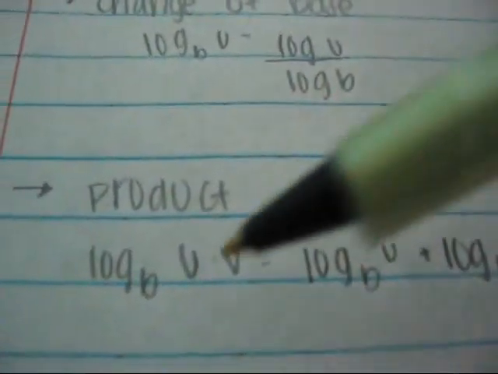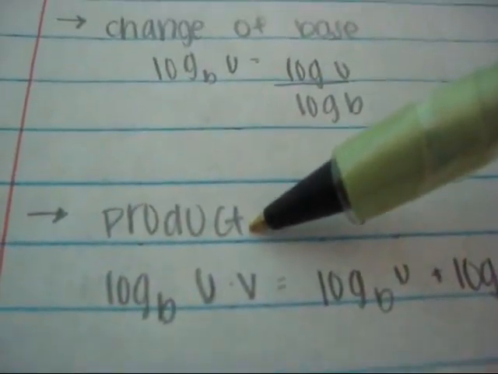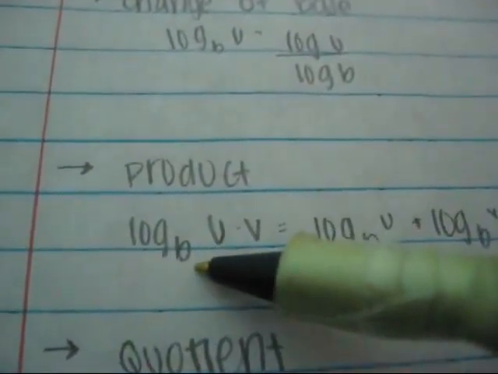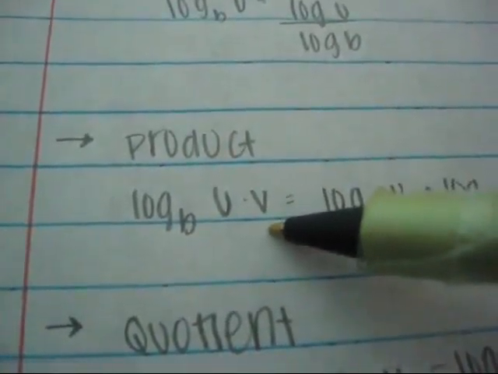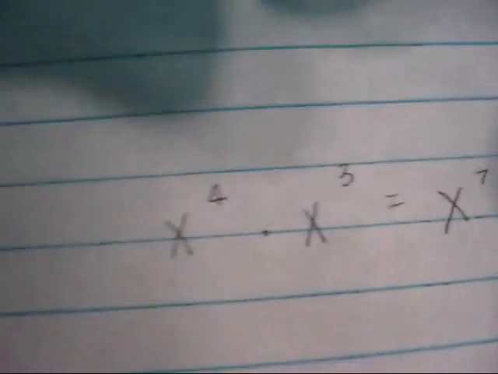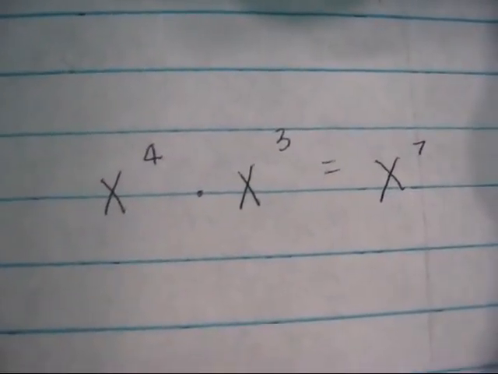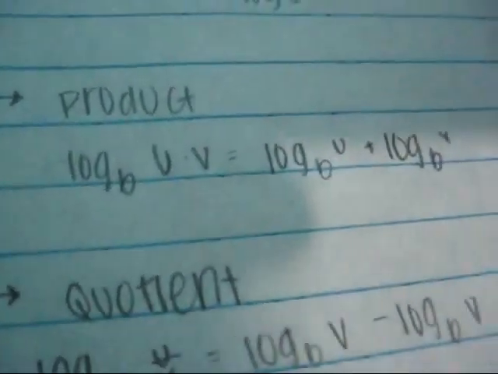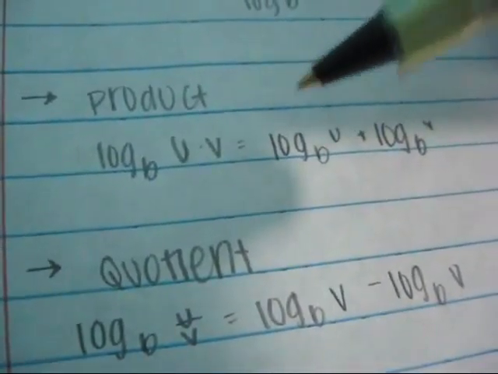Property number 2 is the product property. All 4 properties have pretty simple names. So what you have is log base b of u times v. Remember when we had x to the 4th power times x to the 3rd power is x to the 7th power, and you would just add the exponents because the bases are the same. You're doing the same thing here, but working backwards.